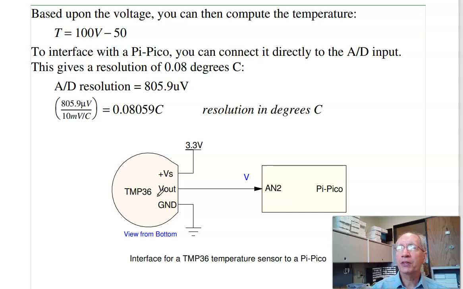That also gives you the resolution. The equation for temperature based upon voltage is just 100V minus 50. The resolution then is, I can see 805 microvolts change with the A to D. With that sensitivity, that gives you 0.08. I can measure temperature to 0.08, call it about 0.1 degrees Celsius. In terms of hardware, it's actually pretty simple. You just connect it between power and ground. The middle lead is the analog voltage out that goes straight to the Pi Pico, and I can measure temperature.